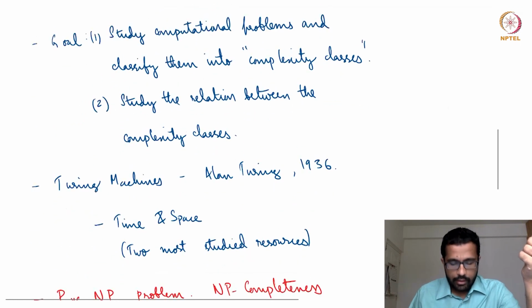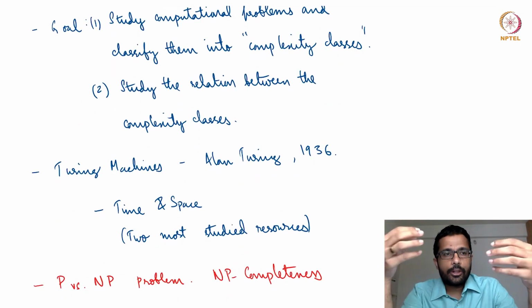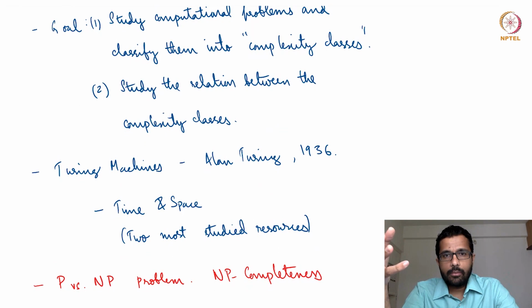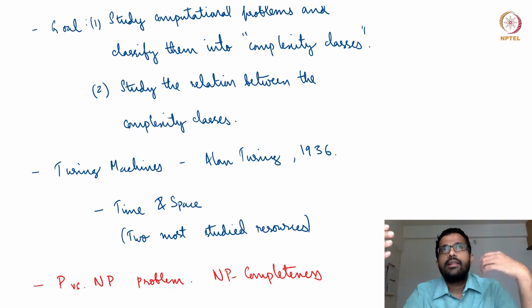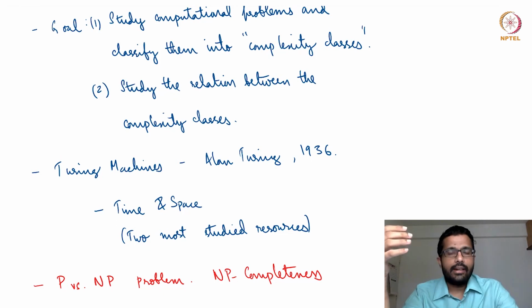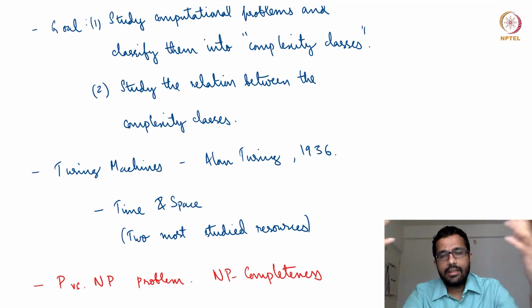Now given a computational problem, how much time does it take to solve it? In your undergraduate algorithms course, if you have had one, you would have noticed that you can do sorting in order n squared time or n log n time. Shortest path can be computed in order n squared time, and so on. You would have seen such algorithms. That is time complexity. Similarly, we could measure the space used by a certain algorithm.